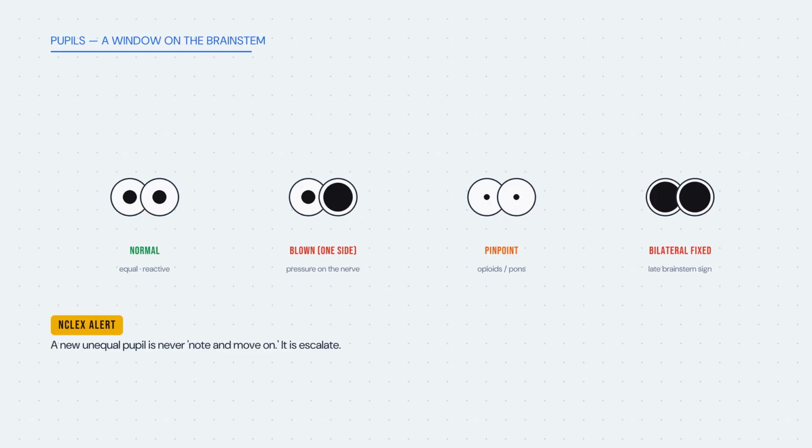Now the pupils, because they are a direct window onto the brainstem. Normally both are equal, round, and briskly reactive to light. One pupil that blows, becoming large and fixed, is pressure compressing the nerve on that side, and it usually matches the side of the problem. Pinpoint pupils suggest opioids or a Pons lesion, and bilateral fixed and dilated pupils are an ominous, late brainstem sign. A new unequal pupil is never something you note and move on from, it is something you escalate.